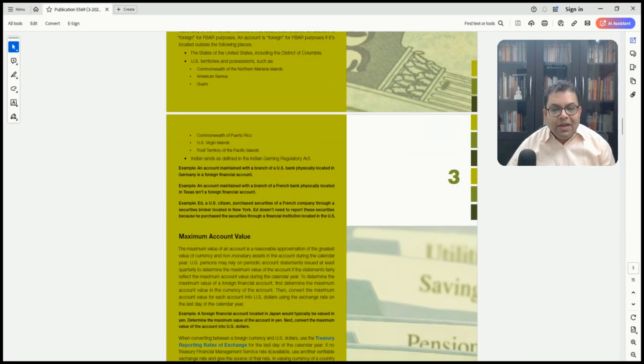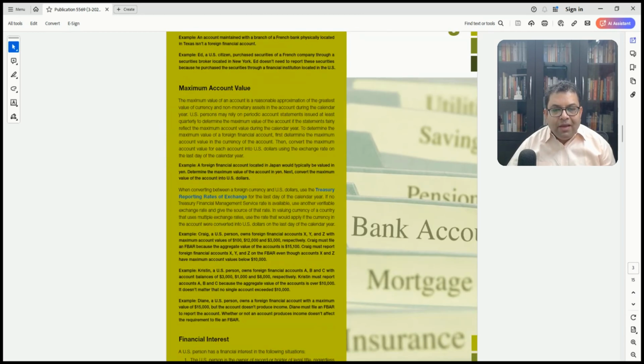Then maximum account value. There is guidance on this. I will not go in depth. You can study this report, study this guide, but I'm just taking you through the overview. So how do you calculate the maximum account value at any point in time during the year? If the aggregate value is more than 10,000, then you need to be reporting it.